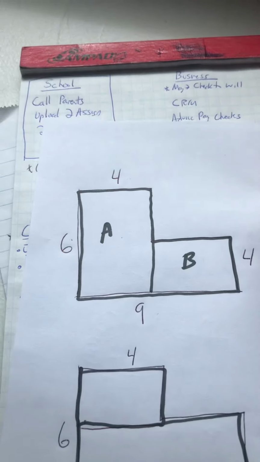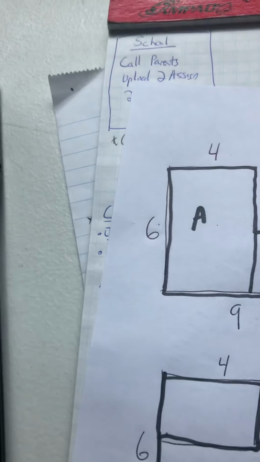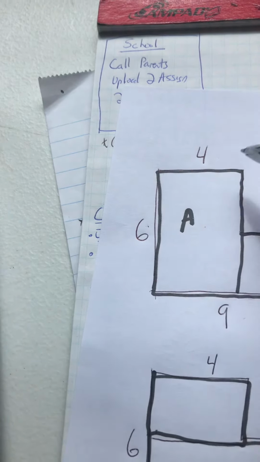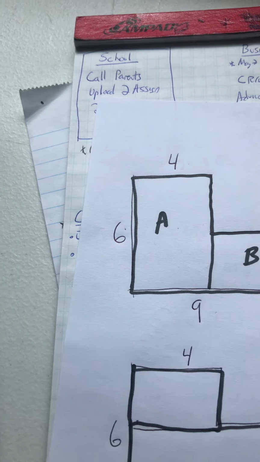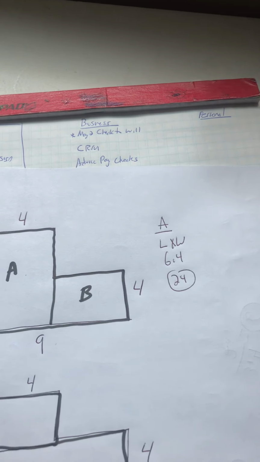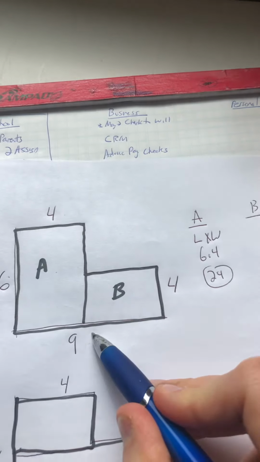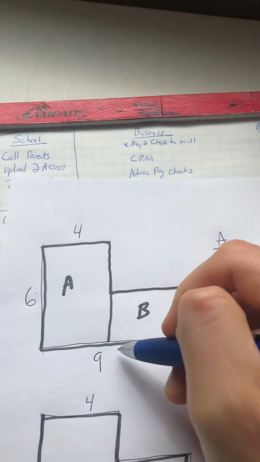Shape A is a rectangle, so I'm going to do length times width. My length is easily 6 and 4. That's 24. That's shape A. Shape B now. I do not use the 9. The 9 is the whole thing. B is only a part of it.